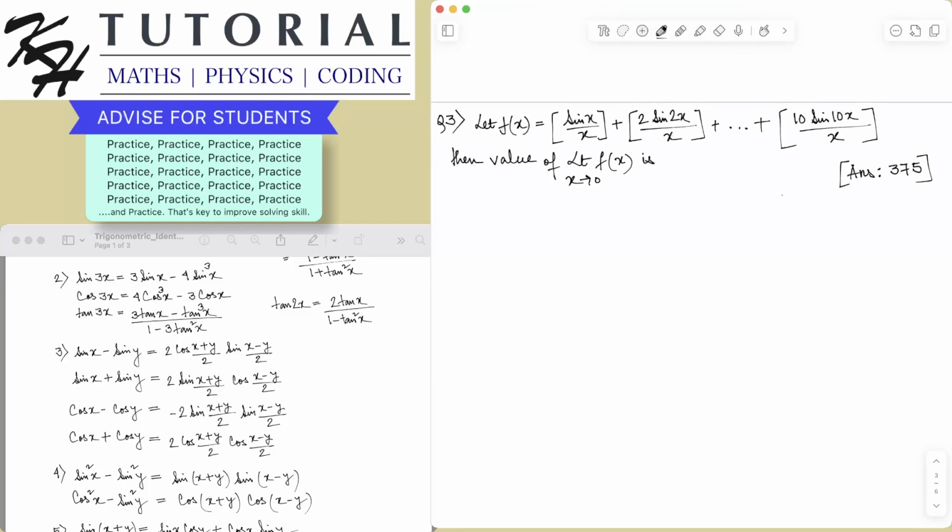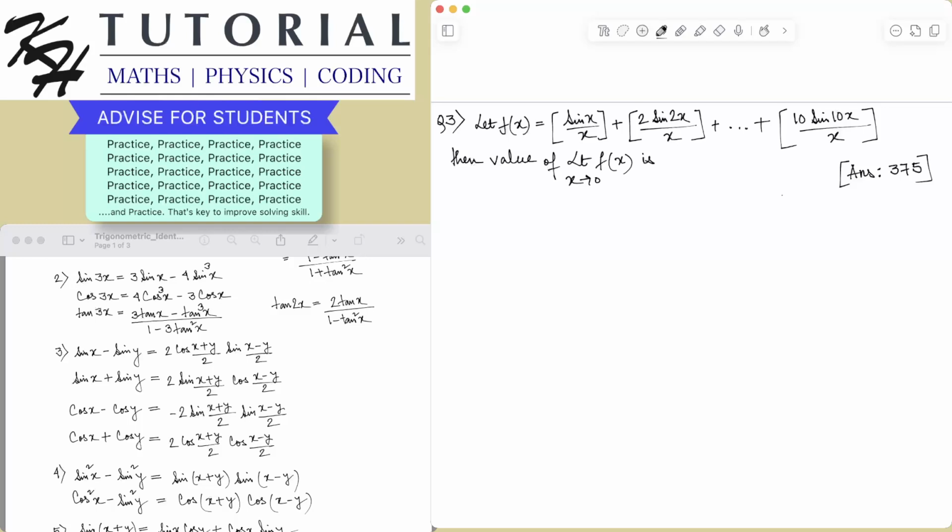Okay, so f of x is given as a function. The function f of x is box of sin x by x plus box of 2 sin 2x by x up to box of 10 sin 10x by x. And we have to find the limiting value of f of x when x tends to 0.